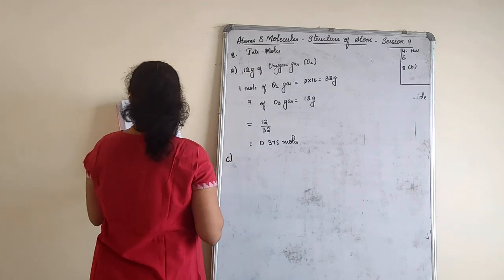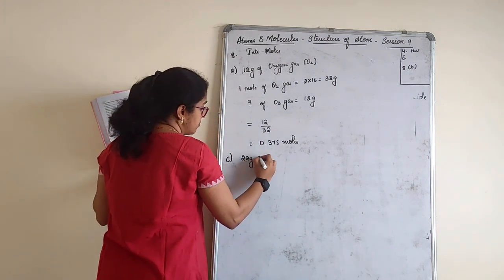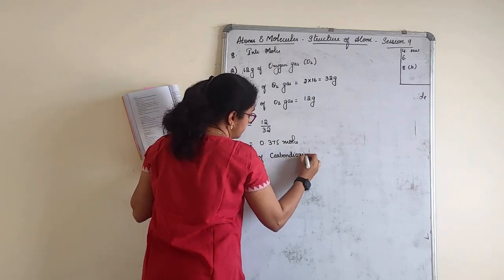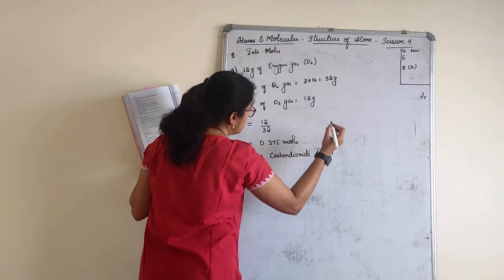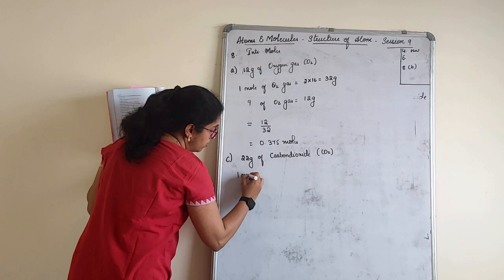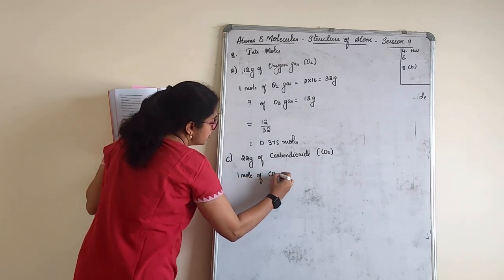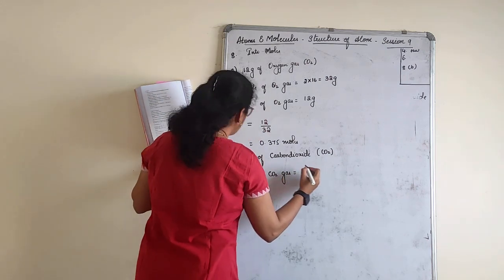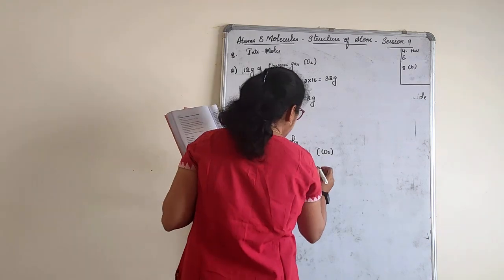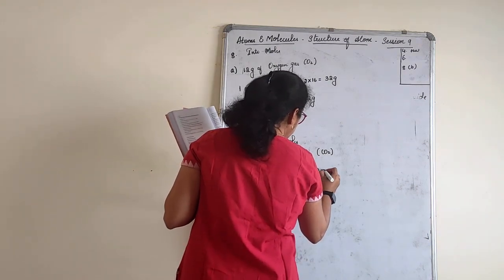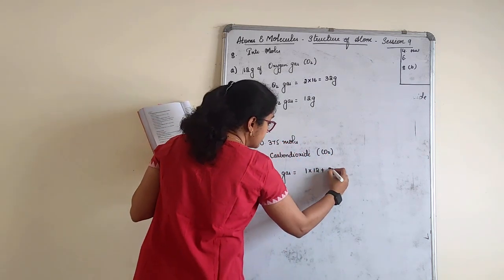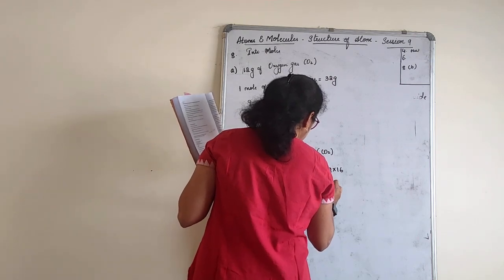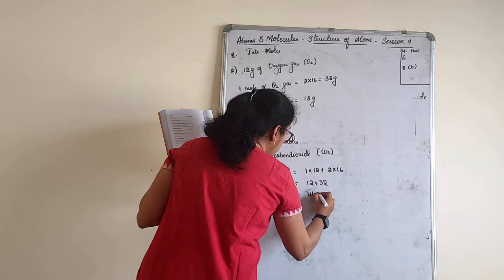C part I am doing it here. 22 grams of carbon dioxide is nothing but CO2. Now write 1 mole of CO2 gas is equal to how many grams? So this is 1 into carbon dioxide is how much? 12, right? 1 into 12 plus 2 into 16, which is nothing but 12 plus 32. So this is 44 grams.